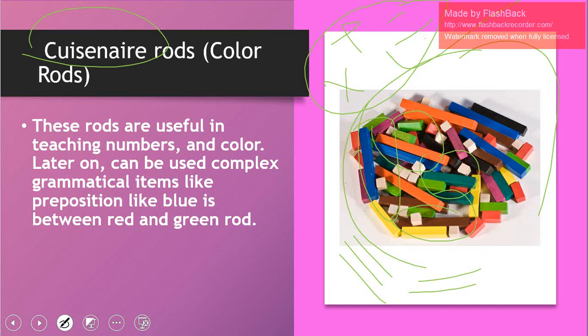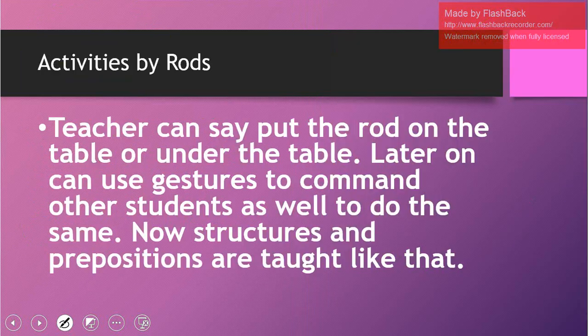Later on, they can be used for complex grammatical items. For example, there are 3 rods, one is blue, one is green and one is red. You can say the green is in between the red and the other one, I forgot. Like, blue is between red and green rod. This rod is between the green rod and the red rod. So now you have taught the preposition between through these color rods.